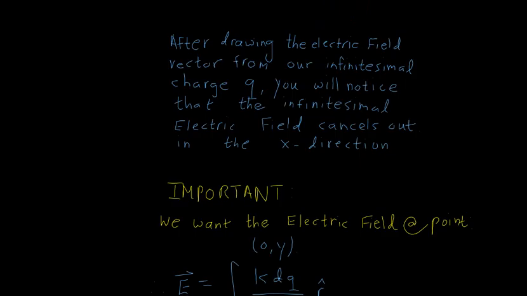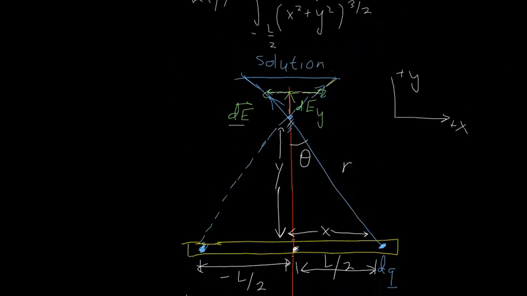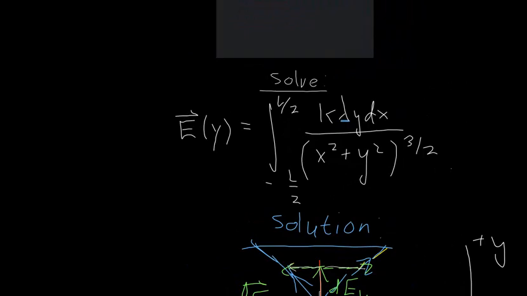Now, what's important about this? We want the electric field at a point just above the midpoint, 0, comma y. Those are the coordinates. Now, how do we get that electric field expression that they gave us in the posted problem? How do we get this mess? It still doesn't explain how we're getting all of this.